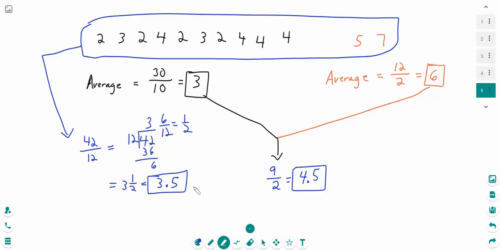Interesting. Notice they're not the same. All right? The average of the averages was not the same as the overall average. In fact, they're quite a bit off. They're off by a whole point in this particular case. So that is the moral of this story. The moral of the story is, you cannot take the average of the averages and expect to get the same number as the overall average.